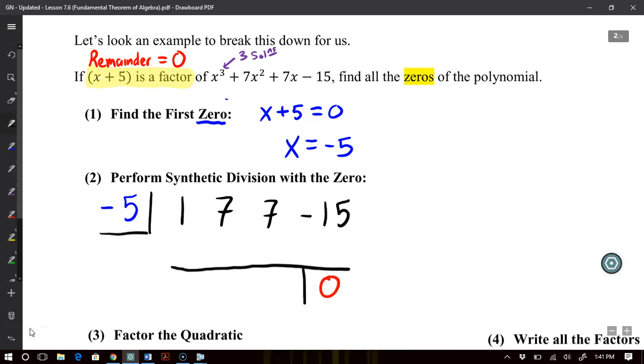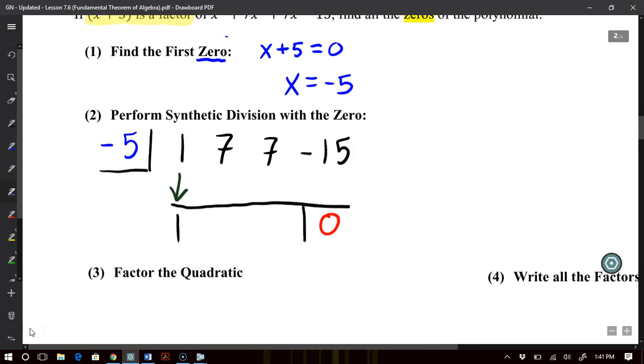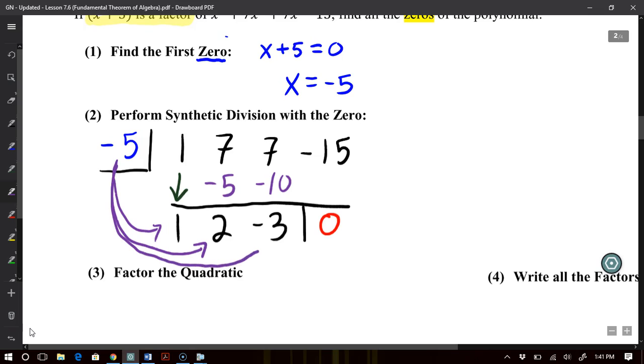So when we do synthetic division, remember, you always drop down the first term, and I'm going to get a 1 down here. And then we multiply. Negative 5 times 1 is negative 5. Do whatever it says vertically. 7 minus 5 is a 2. And then negative 5 times 2 gives me negative 10. Do whatever it says vertically. 7 minus 10 is negative 3. And negative 5 times negative 3 gives me a positive 15, which does give me a remainder of 0. So I know for a fact I'm perfectly right at this point.